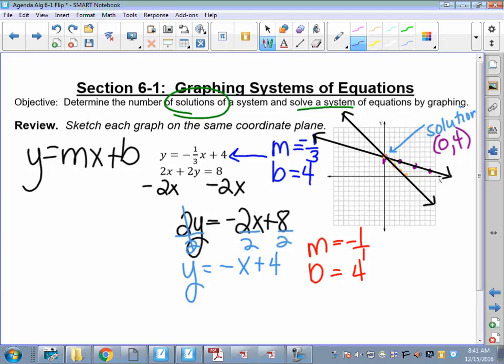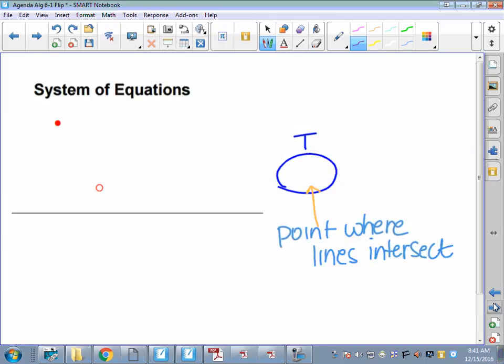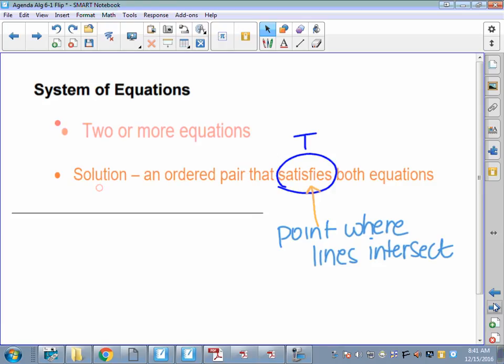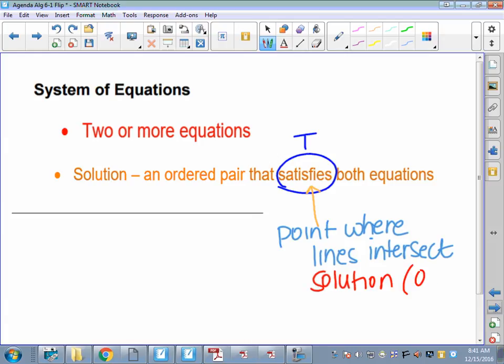And actually, they both have a b of 4, right? So it only makes sense. So my point where my lines intersect is going to be my solution. So the solution for that example was 0, 4. If I put 0, 4 into either one of those equations, I would get a true statement. I would get like 4 equals 4 or 8 equals 8.